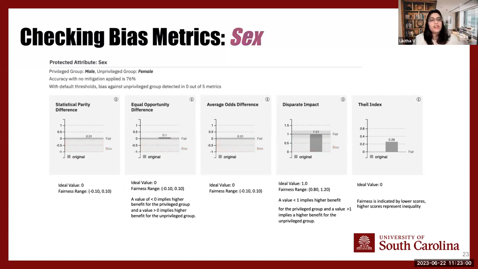And for the second protected attribute, which is whether someone is male or female, we use the same five metrics as before. And we see that according to these graphs, there is not much bias with respect to this particular attribute. So for the first graph, the bias measure is 0.01. So this is not only perfectly within the fairness range, but it is also very close to the ideal value, which is zero. And this goes for the second metric as well, and the same for the third, the fourth, and the fifth. These all completely fall within the fairness range thresholds.